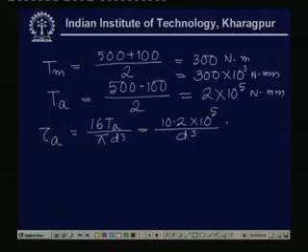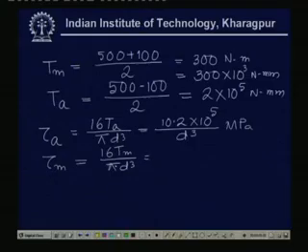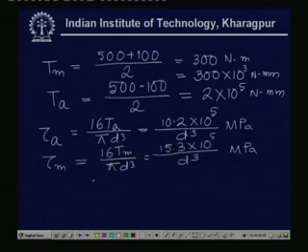Well, I advise you that whatever I am calculating over here, you please have a check. I hope I am not making any mistakes in the calculations. Pi d cube, this comes out to be something like 15.3 into 10 to the power 5 by d cube megapascals.